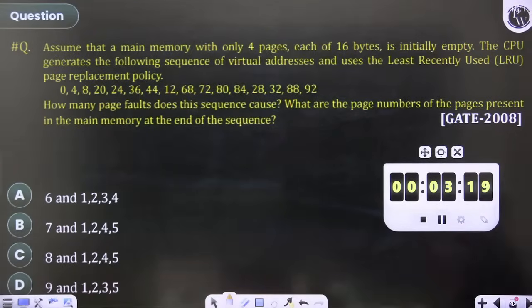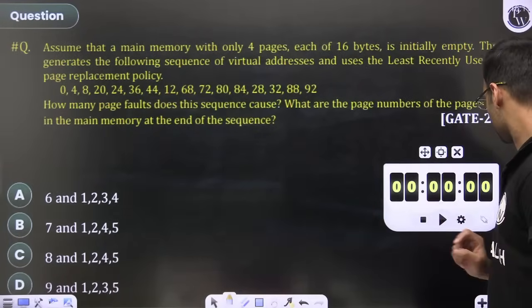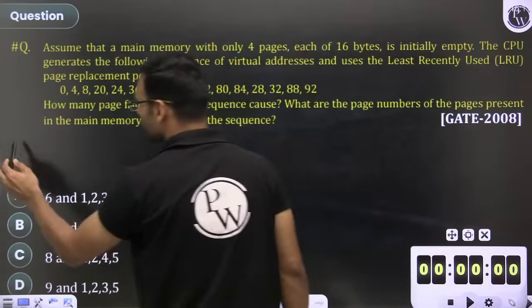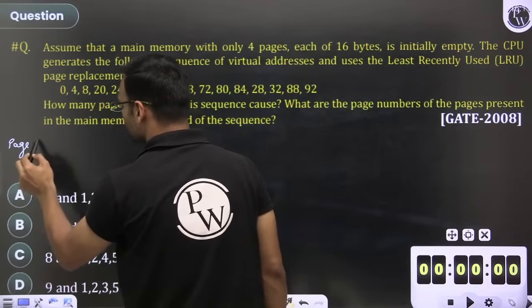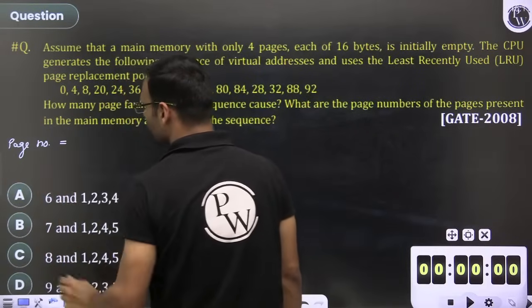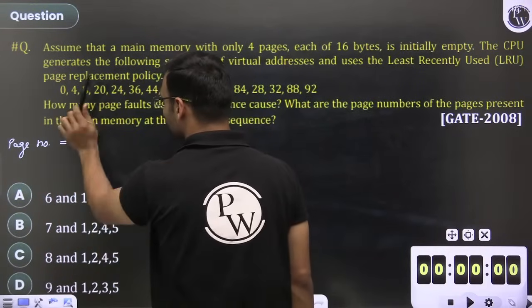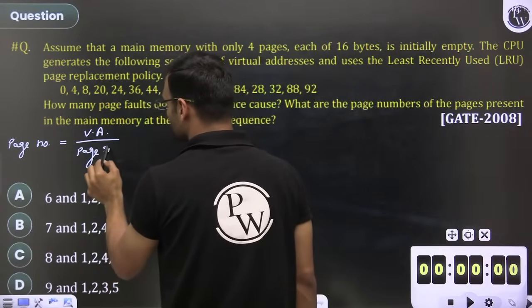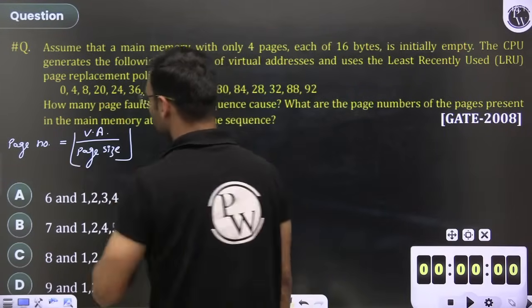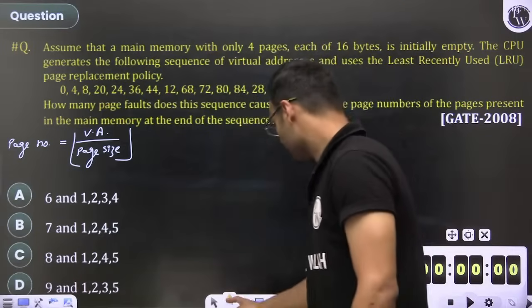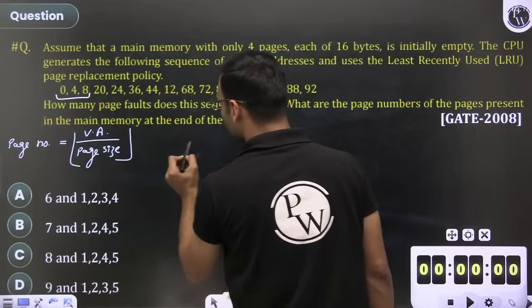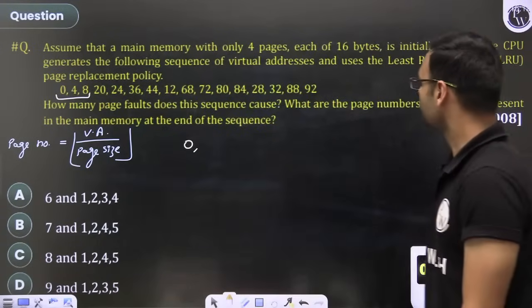How do you get the page number? It's easy. Page number is equal to virtual address divided by page size, and that too in floor value. Okay, now if I go with the page number, these all will go in page number 0.